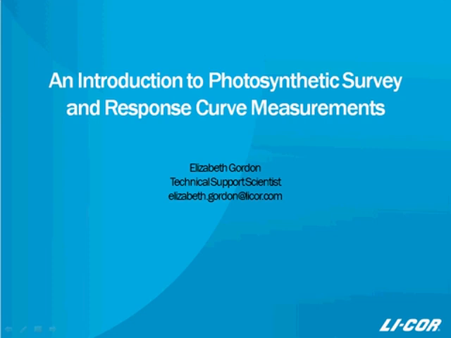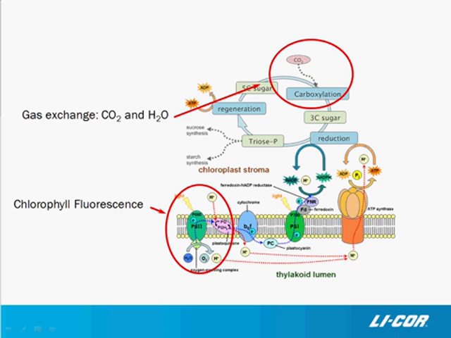Today, we're going to be discussing photosynthetic survey and response curve measurements on an introductory level. So let's start with some basics. Photosynthesis is a plant's use of light and CO2 to create sugars, which can then be used for growth and development. But we can't really measure photosynthesis directly. Instead, what we do is measure photochemistry, and we use that as a proxy for photosynthesis.